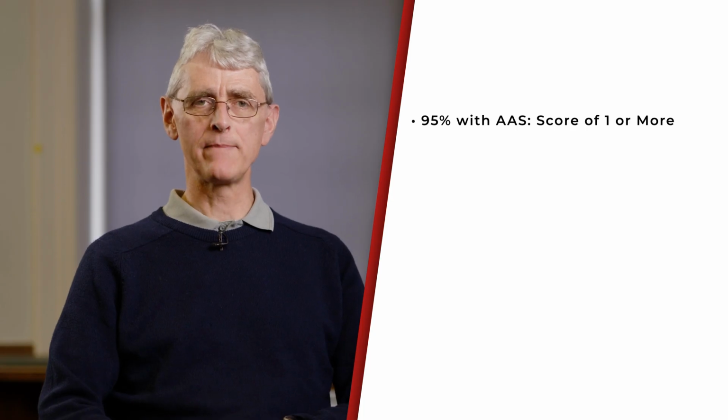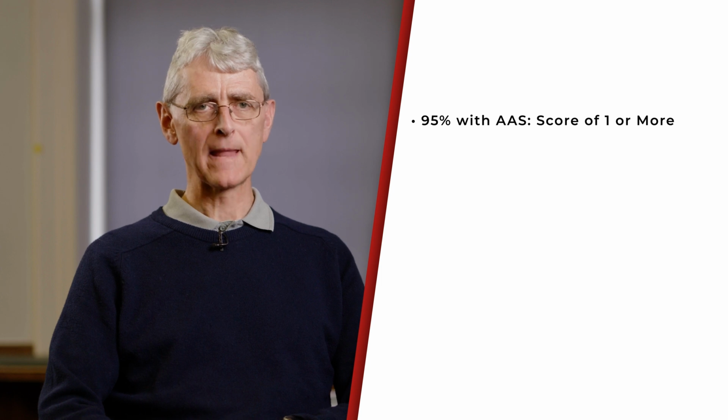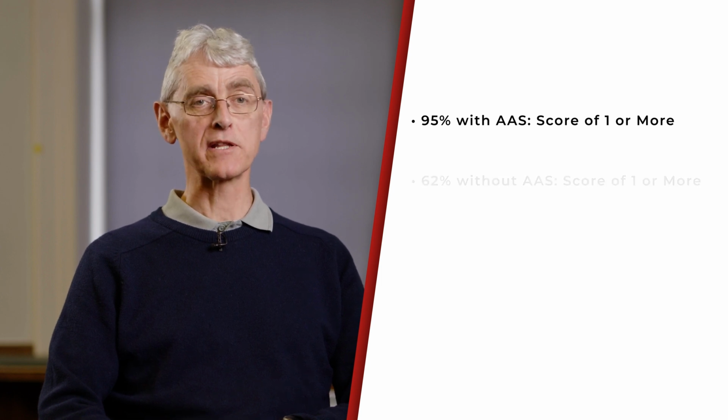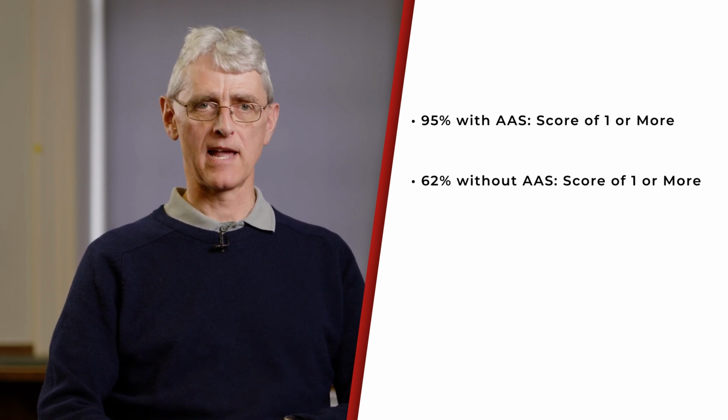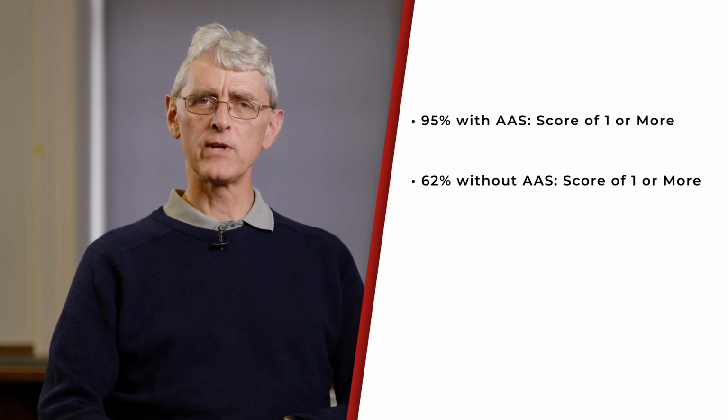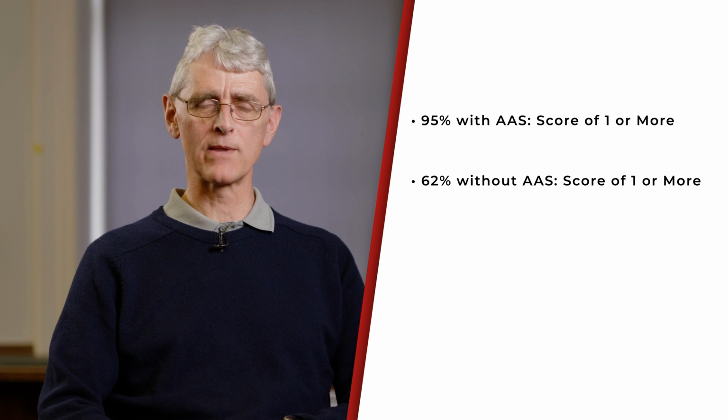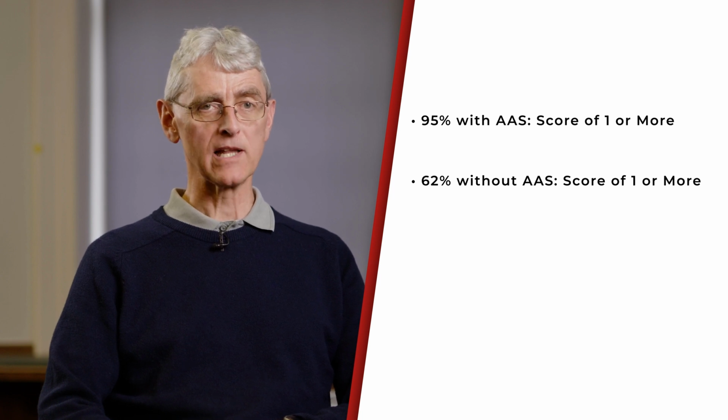We identified 11 studies of the aortic dissection detection risk score. We combined the results of these studies using a statistical technique called meta-analysis. We found that 95% of people with acute aortic syndrome have a score of 1 or more. However, we also found out that 62% of people who don't have an acute aortic syndrome also had a score of 1 or more. So if we decided to do a CT scan for everyone with a score of 1 or more, we'd end up doing a lot of unnecessary CT scans.